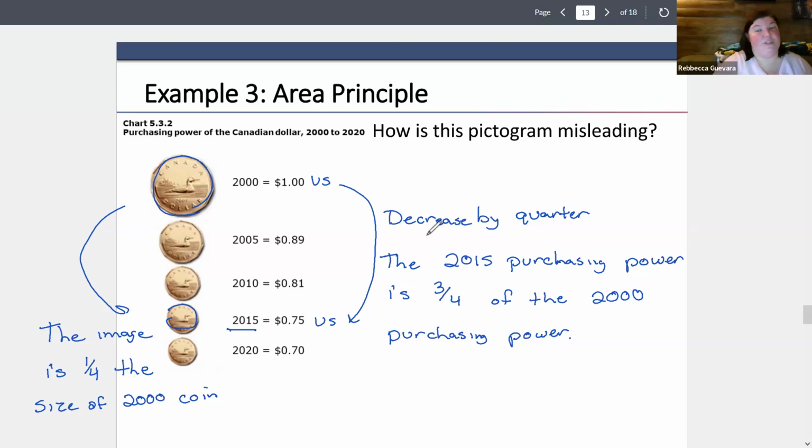Probably there's a little bit of confusion here: it decreased by a quarter, therefore we only show a quarter of it. But like I said, that's very misleading. It looks like the value has decreased a lot more, that it's much smaller than it used to be. It's only a fourth of the size, when really it should be 3/4 the size. It should be closer to maybe this size.